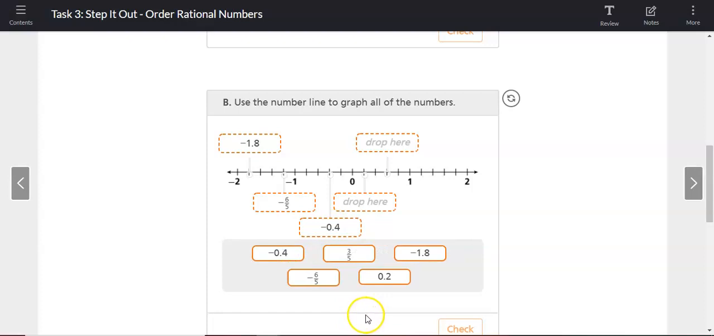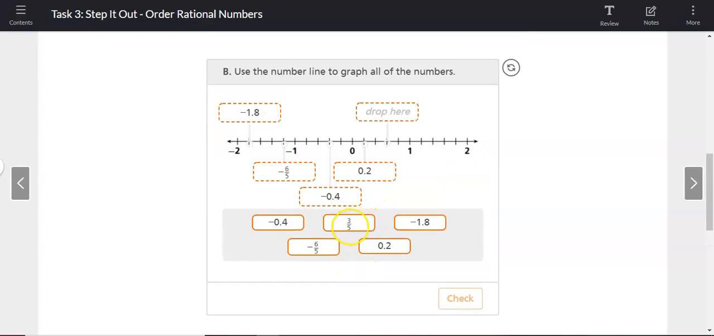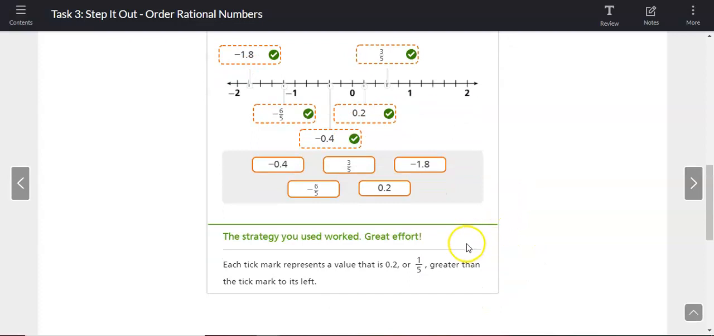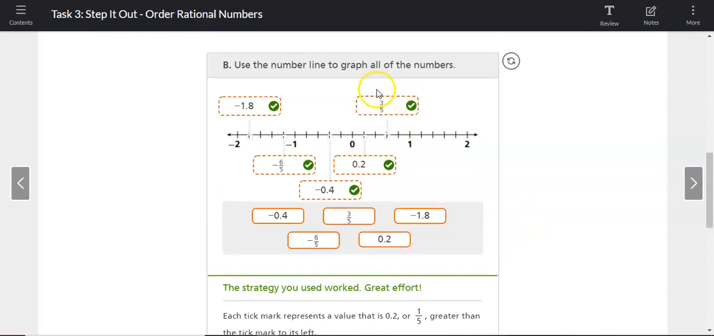And now let's look at our positive numbers. If we're counting by 2s, this is 0.2. And then our other guy is this 3/5. If I can get them to go up. Check it out. So each tick mark represents a value that is 0.2 or 1/5 greater than the tick mark to its left. So if we look at this 3/5, we have 1/5, 2/5, 3/5. That's why it works right there. And this one's -6/5, so 1/5, 2/5, 3/5, 4/5, 5/5, 6/5.